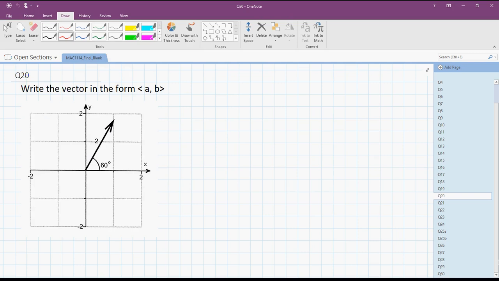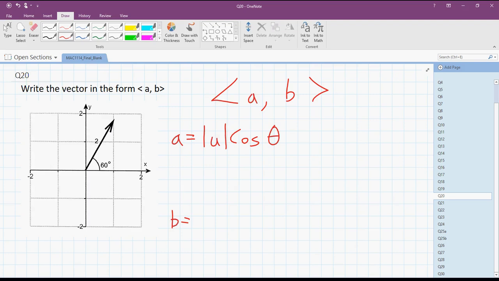So, they want you to write the vector form of this. So we need to figure out the A and the B. We have formulas for those. What's the formula to figuring out A? Magnitude of what? Of our vector, okay. Whatever it is, we'll just call it U. Cosine of our angle, right? What is the formula for B? Magnitude of U, sine theta. A lot like our polar coordinates, where you had R and the angle.